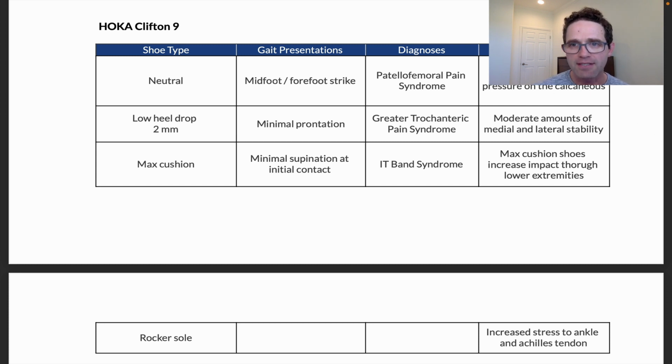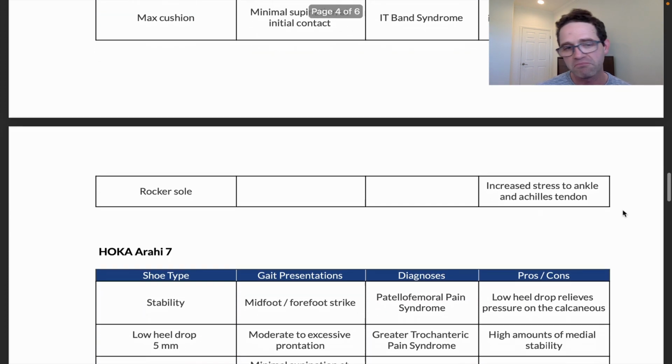So pros and cons: low heel drop relieves pressure on the calcaneus, also moderate amount of medial and lateral stability, and high cushion shoes are going to increase impact to the lower extremities, which we've said before, but we're going to have increased stress to the ankle and Achilles. So if you are a runner, or if your patient is a runner that would be suitable for that, this might be a good shoe for them.